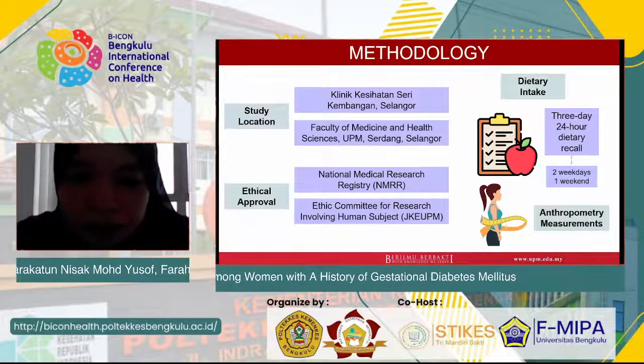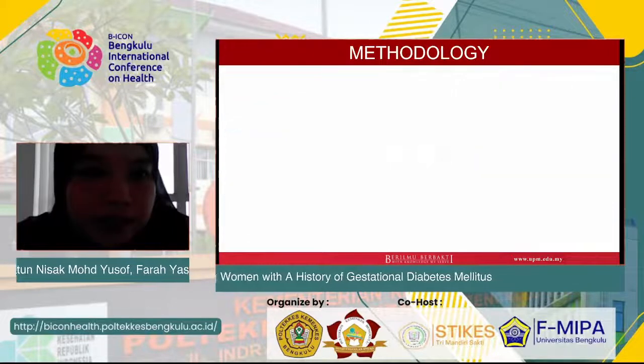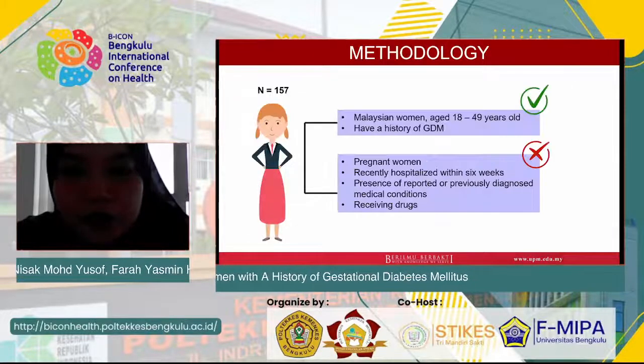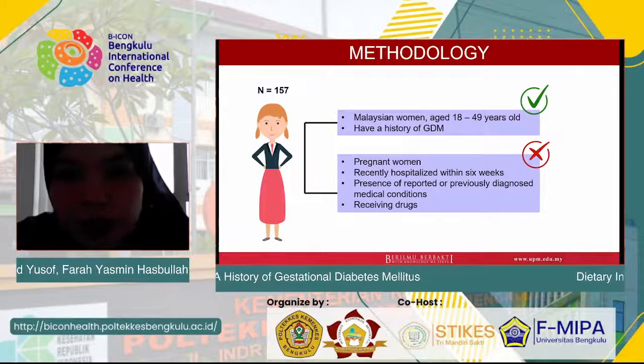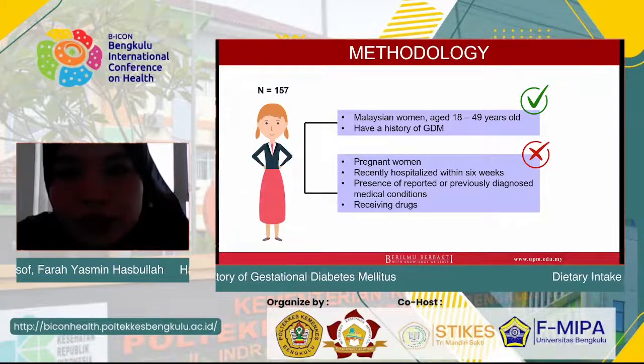The inclusion criteria were Malaysian women aged 18 to 49 years old and have a history of GDM.